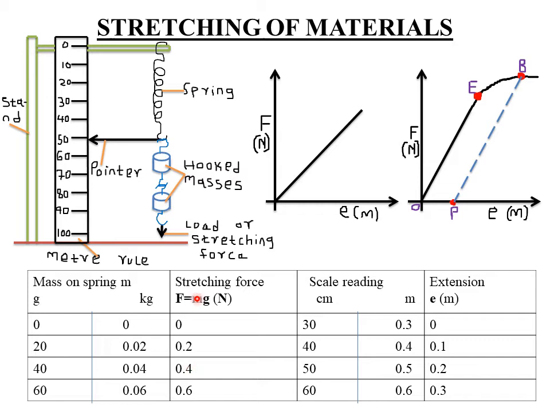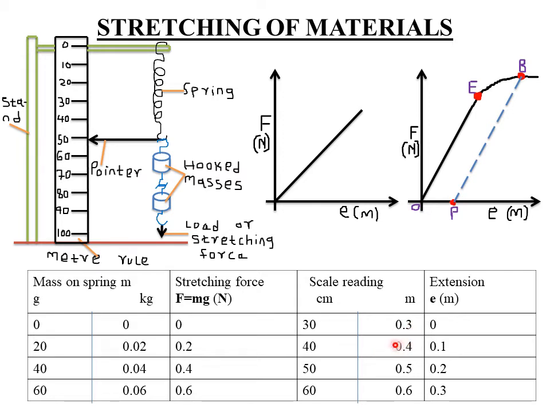Then we are saying that when there is one mass attached, we observe the pointer to be at the 40 centimeter mark. So that is 0.4 meters. Therefore, the extension. Remember, the extension is obtained by taking the final value minus the initial value. Our initial value was 0.3 meter.